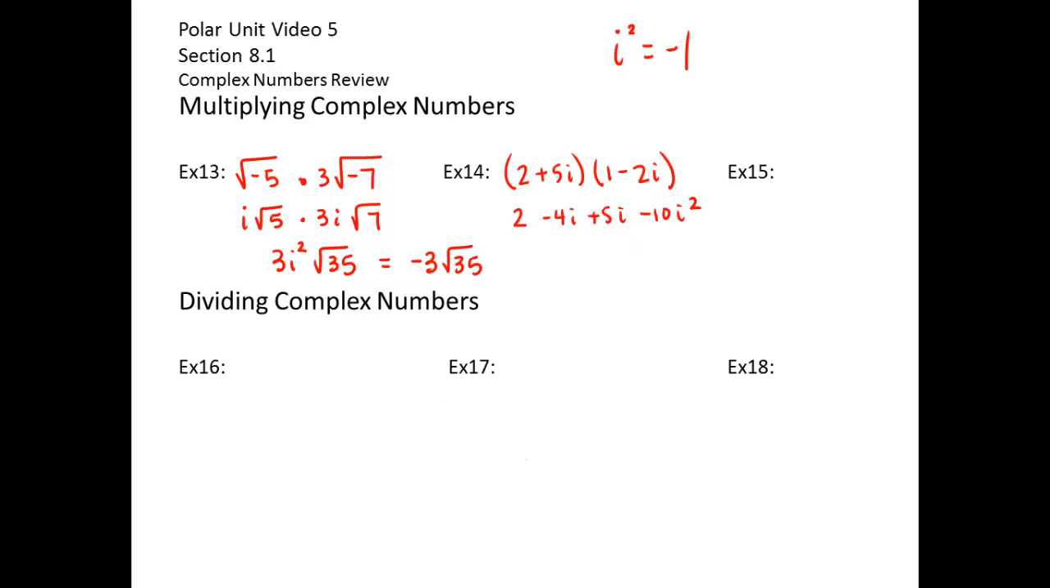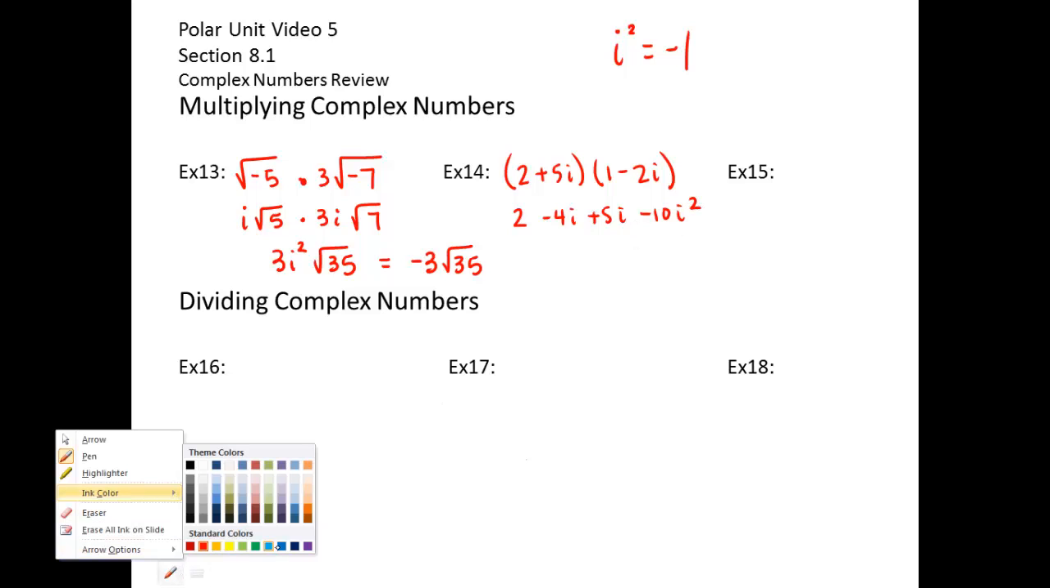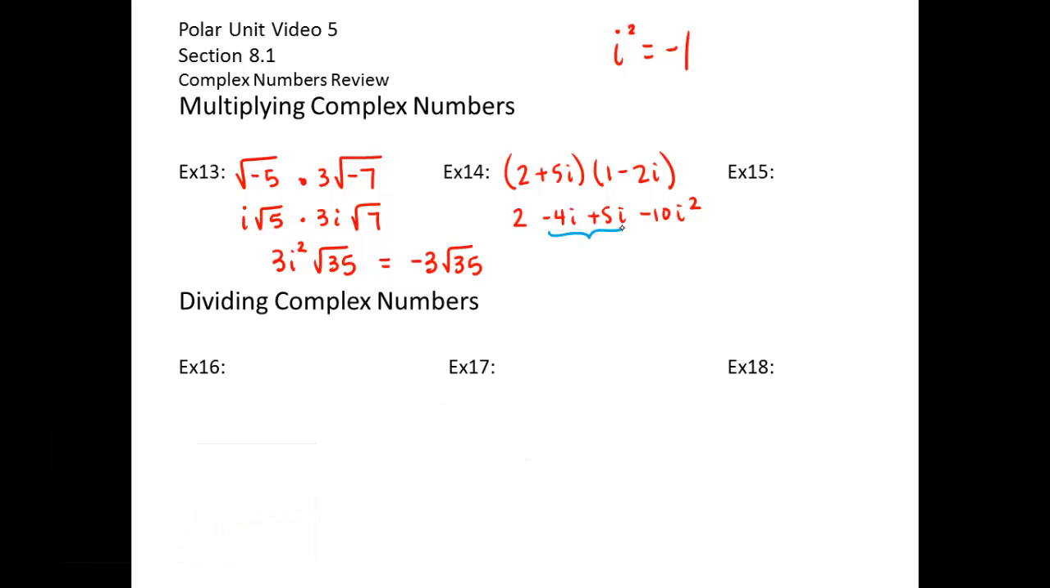When I go to clean this up, grabbing a different color, these two right here will be combined. So I'm going to have 2 plus i, and this one becomes plus 10. Why plus 10? Well, i squared represents negative 1. It's already a negative 10. So negative 10 times negative 1 is a positive 10. So I'm going to add that 10 for a final answer of 12 plus i. Remember, I'm going to leave my complex numbers in the standard form of a plus bi.